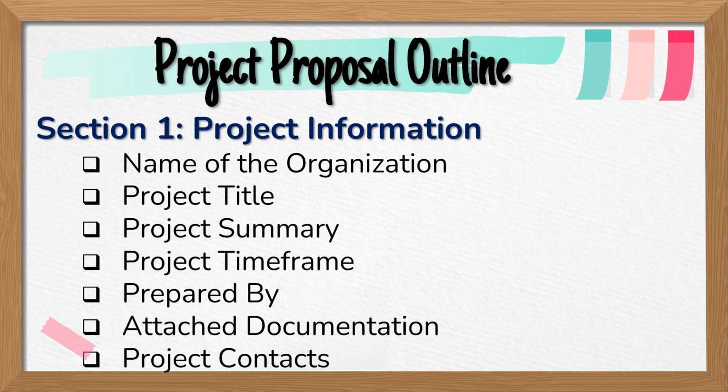Let's study the outline of a project proposal. It includes the first section, which is the project information. This section intends to provide a high-level picture of the project as well as convey the most critical project details. It includes the following section: the name of the organization, the project title, project summary, project timeframe, who prepared the document, attached documentation, and project contacts.